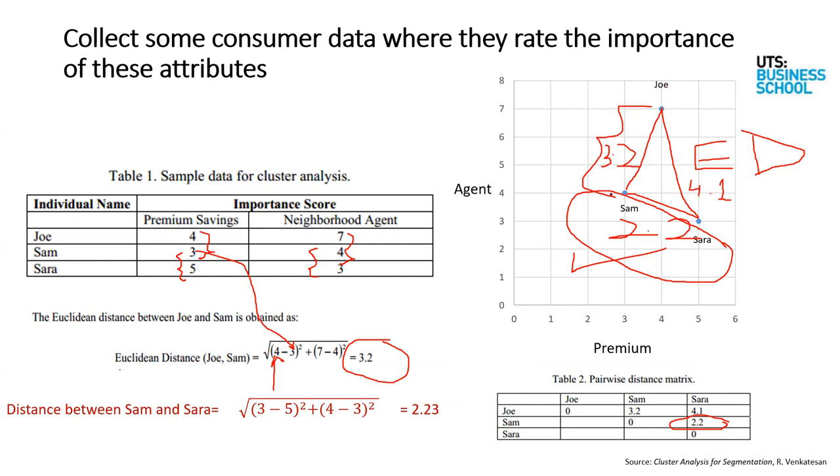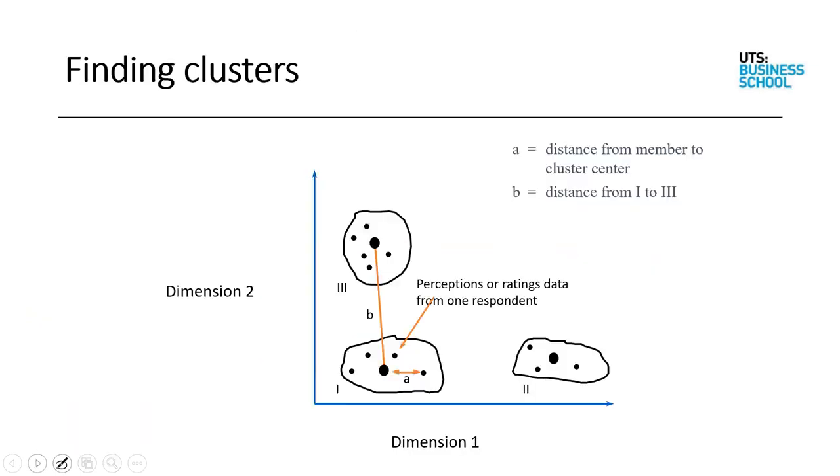And the distance of Joe from these two is the furthest. So that means that Joe behaves in a different way as compared to Sam and Sarah. So that is the basic intuition behind clustering and calculating the similarity between data points or the individuals in our data set. Okay, great. So now let's move forward to the next slide. Again, finding the clusters.